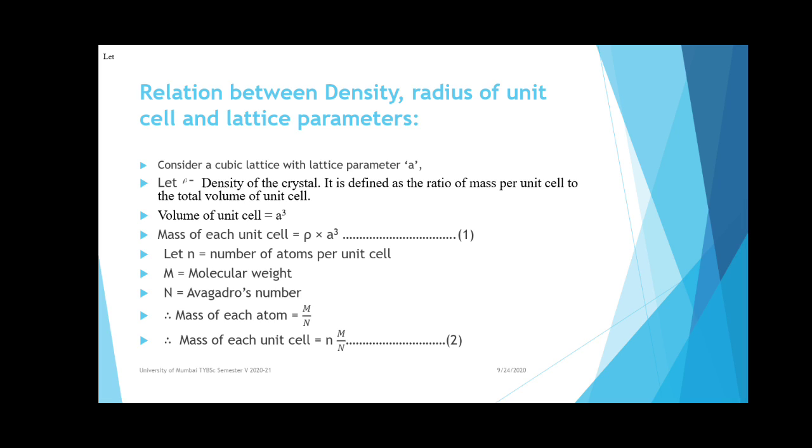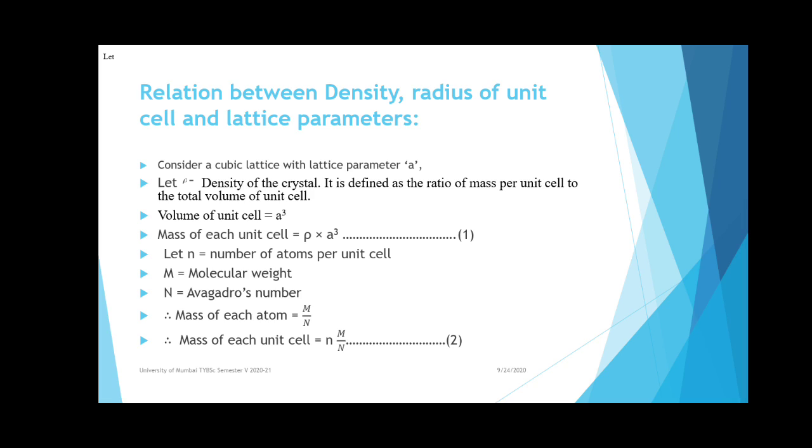So if you want to calculate the density of unit cell, then you have to take mass of unit cell divided by volume of unit cell. If you want to calculate the density of the whole crystal, that is nothing but again the mass of the number of atoms present in one unit cell divided by the total volume of that unit cell. Everybody understood? Okay.